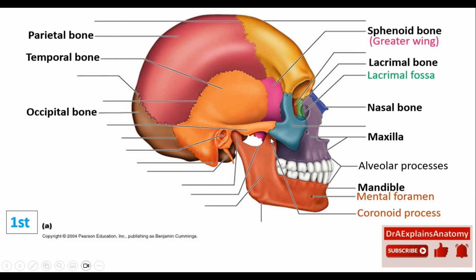So that is the coronoid process right here, whereas posteriorly, this right here is the condylar process. So don't confuse the coronoid process with the condylar process. In between them, we have a notch. This is the mandibular notch.